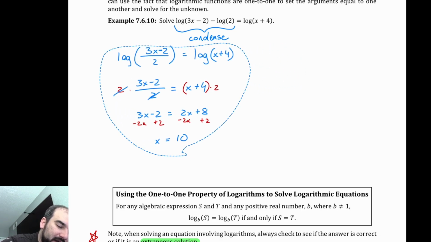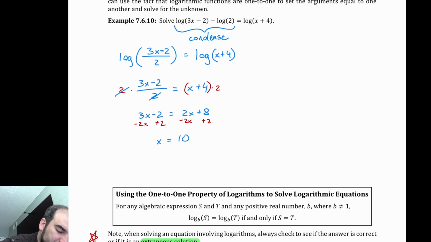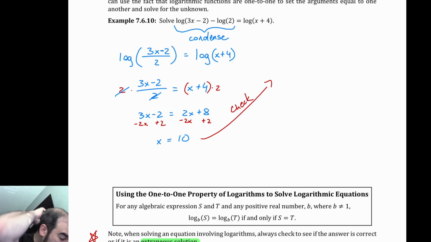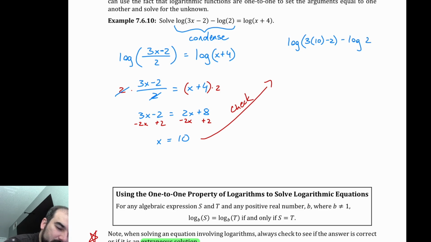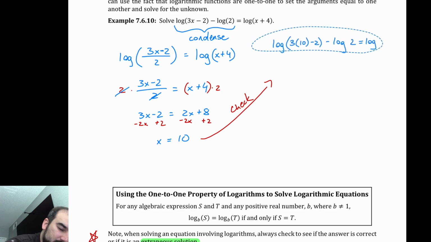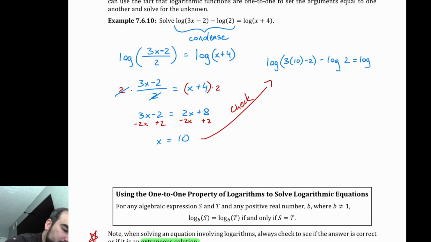So we'll take this answer and plug it back into the original equation to check. Let's do the check here. We'll plug in 10 into these logs. So we get log of 3 times 10 minus 2 minus log of 2 equals log of 10 plus 4.